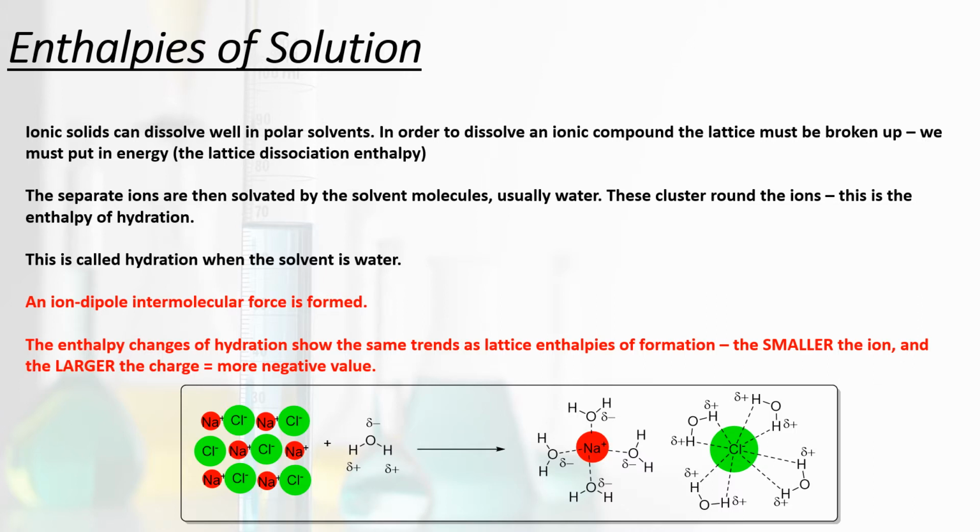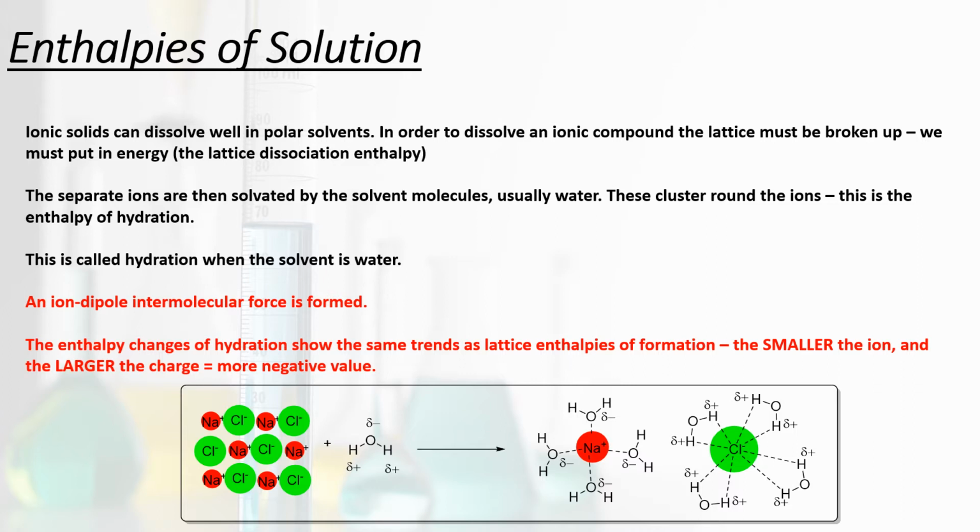Really what we're talking about here for breaking up a lattice is that lattice dissociation enthalpy. So going from 1 mole of our solid ionic compound to our gaseous ions. And so the energy that we have to put in to do that is our lattice dissociation enthalpy.